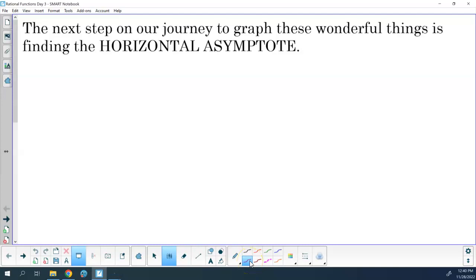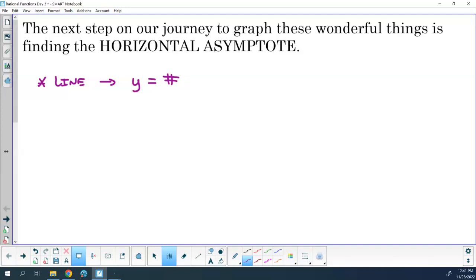First off, just like a vertical asymptote, it is a line, and therefore it will need to be in the form of y equals some number, because all horizontal lines are in the form of y equals some number. When we get to the graph tomorrow, it will be dashed on our graph. It's got to be on the graph. We'll talk about that tomorrow.